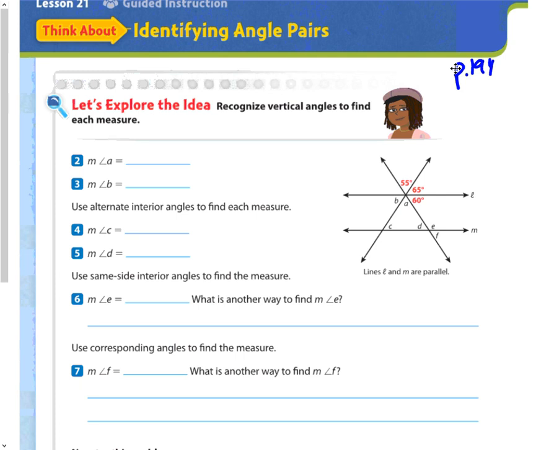We're trying to find the measure of angle A. The measure of angle A is right here. Based on the information we're given, we can find the measure of angle A. Maybe you know, it's 55 degrees. Why is it 55 degrees? It's because this 55 degree angle and this angle A are vertical angles, and vertical angles are congruent. So vertical angles are congruent.